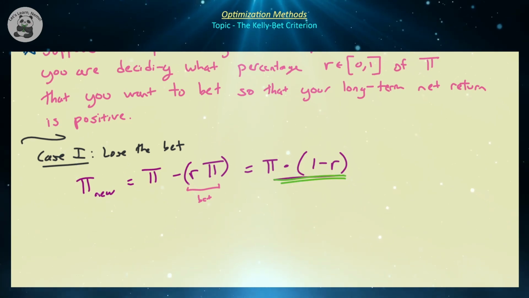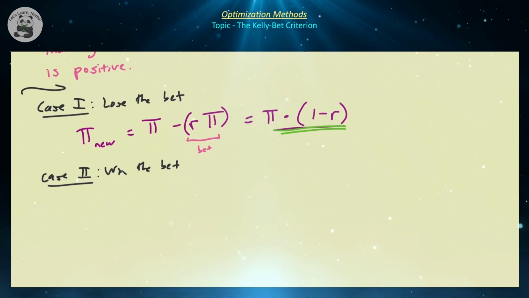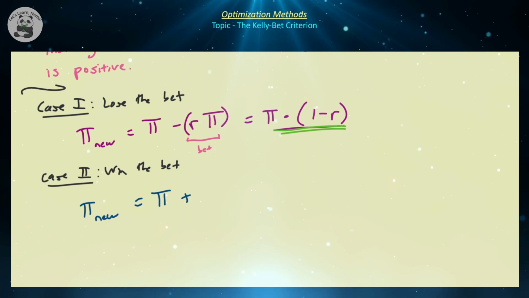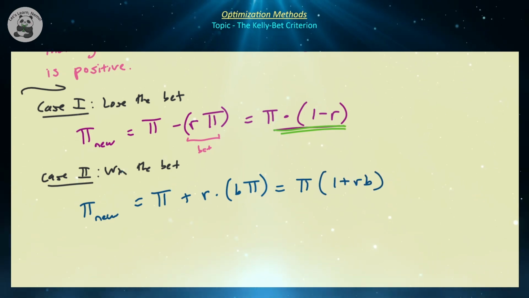Now let's look at case 2. Case 2 is where we win the bet. What is going to be our new value of our portfolio in this scenario? Our new total portfolio value will be equal to our old value plus that value, so this is going to be equal to R times B Pi, right? Now I'm going to tell you what B is in just a moment. Before we do that, that's going to factor into Pi times 1 plus RB. So what is this B?